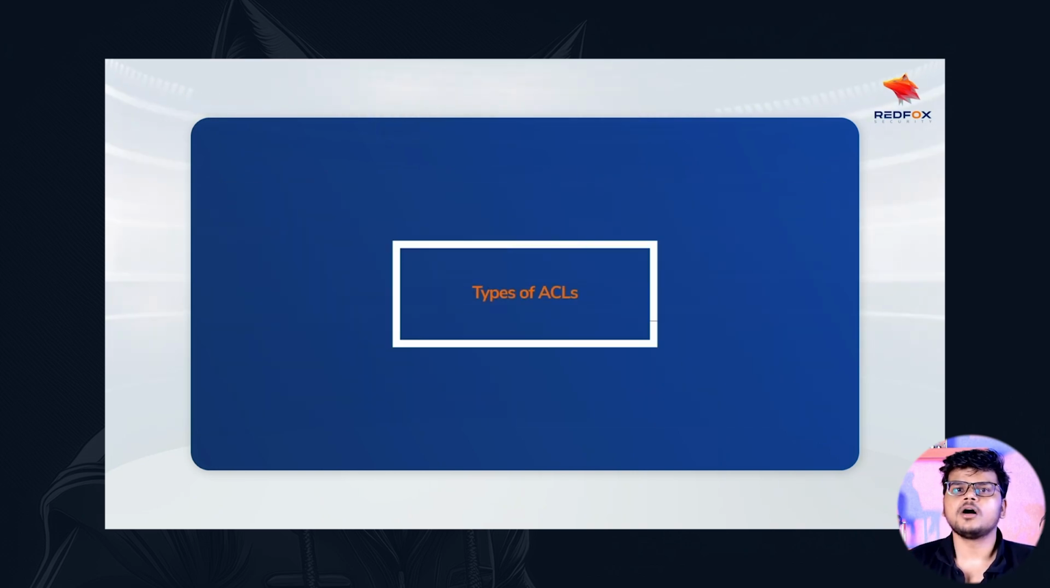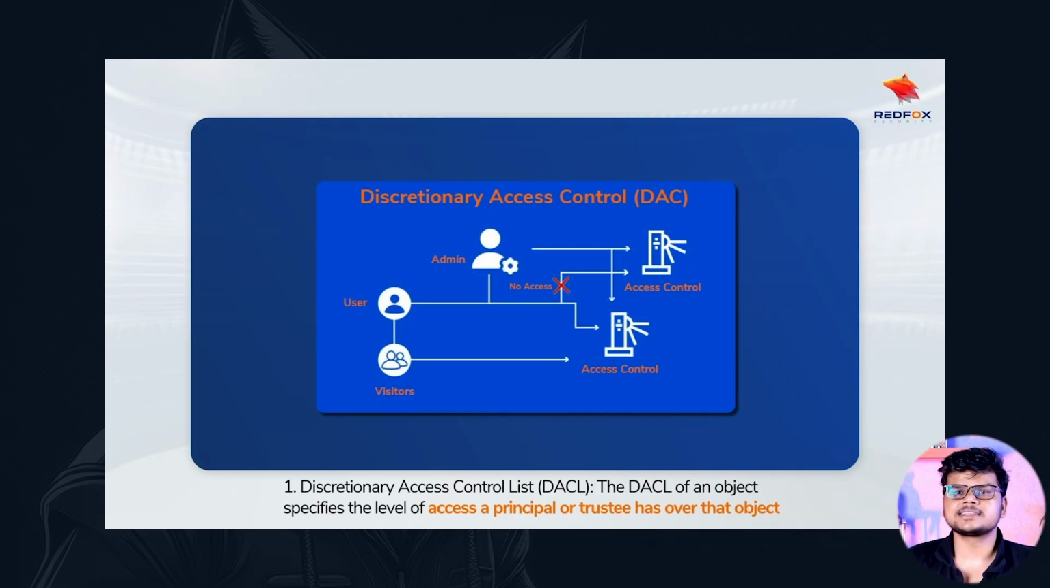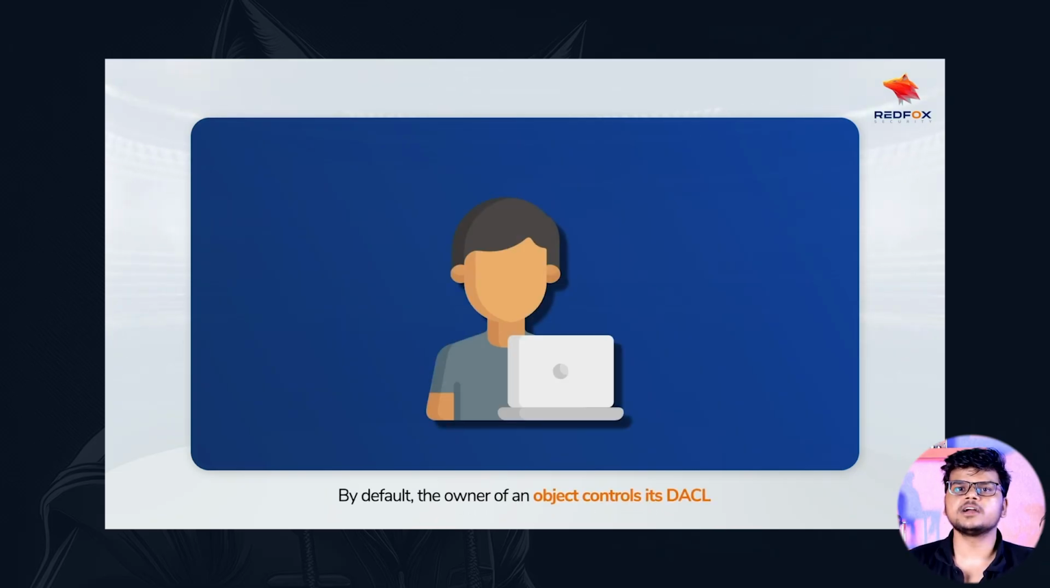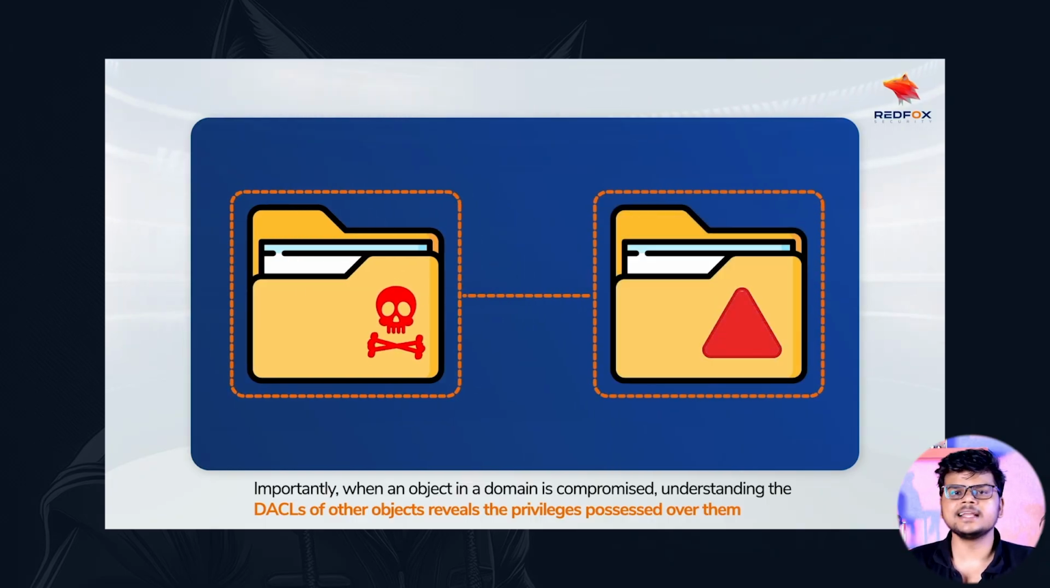Next, look at the types of ACLs. The first type is the discretionary access control list, DACL. The DACL of an object specifies the level of access a principal or trustee has over the object. By default, the owner of an object controls its DACL. Importantly, when an object in a domain is compromised, understanding the DACLs of other objects reveals the privileges possessed over them.